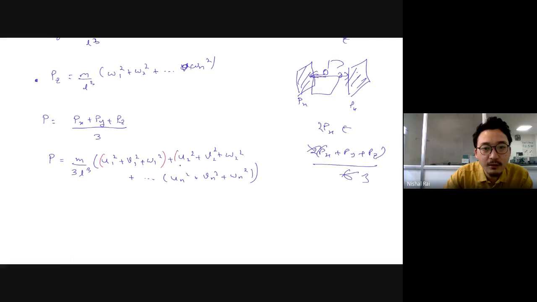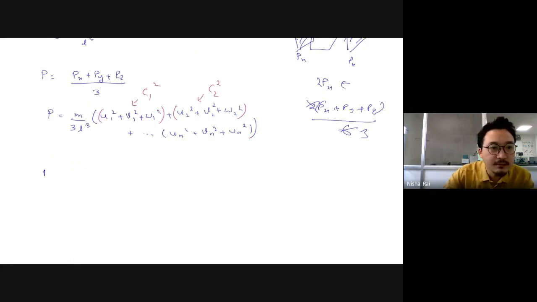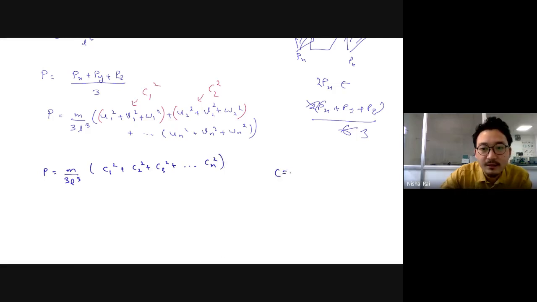So previously what we have seen, this thing will give you what? C1 square. This will give you what? C2 square, sorry. So finally what we can write this as? Pressure P is m by 3L cube, C1 square plus C2 square plus C3 square, and so on and so forth up to Cn square, where your C square was defined as U square plus V square plus W square.